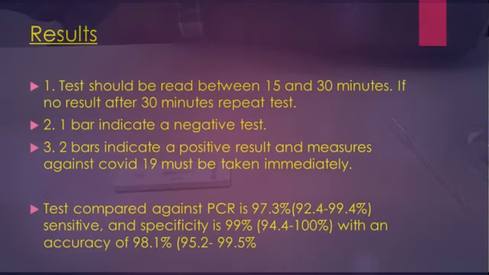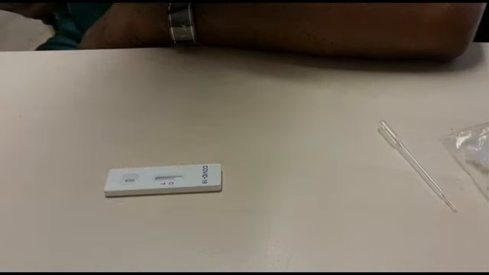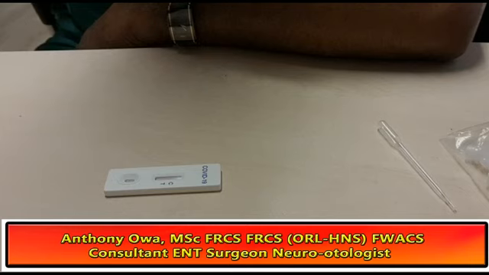What you're waiting for is to see if there's a reaction. If there's no bar at all, then you've done the test incorrectly. If there's 1 bar, it means it's negative. And if you have 2 bars, it means it's positive. You wait for about 20 minutes or 20-30 minutes for the results to show.